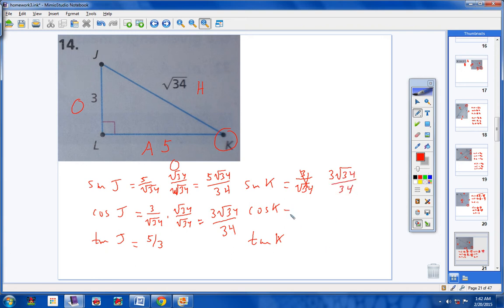Moving on to cosine of K. That's adjacent over hypotenuse, so 5 over square root of 34. We already rationalized 5 over the square root of 34, so the answer would be 5 square root of 34 all over 34. Now tangent of K, opposite over adjacent, 3 over 5, so 3 fifths. Alright guys, hope this helps. Let's continue on now to some calculator problems very quickly.